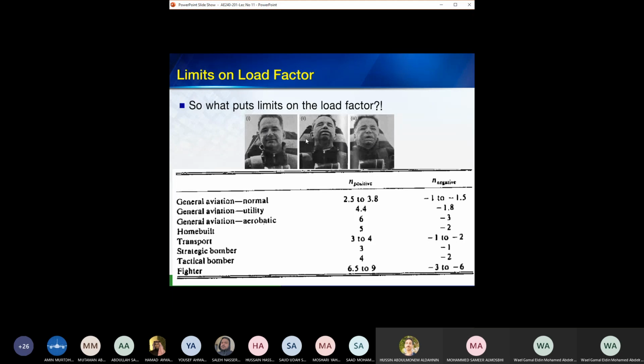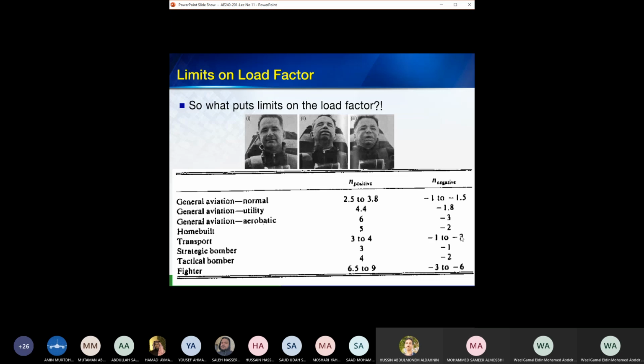You see here load factor 1, 1.5, maybe 4. It becomes worse at higher load factors. So these are the typical values, and there is no derivation for this. There is no calculation for that. It's just the average of human capacities. So if you are a regular passenger in a transport aircraft, it's expected that you can withstand positive load factors between 3 to 4. Beyond that, you might be unconscious because of lack of blood flow in the brain.